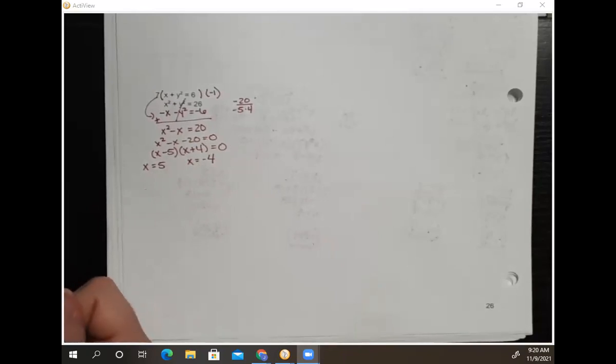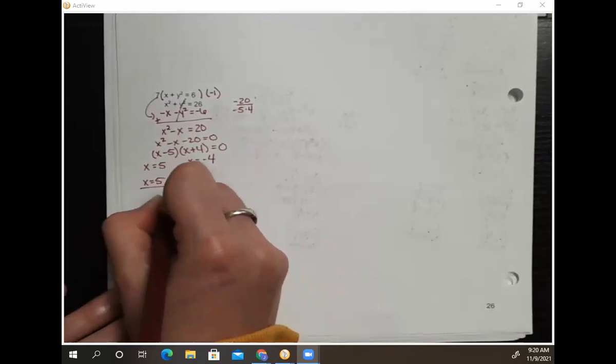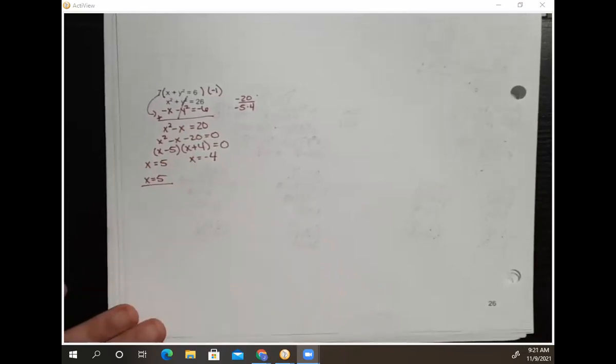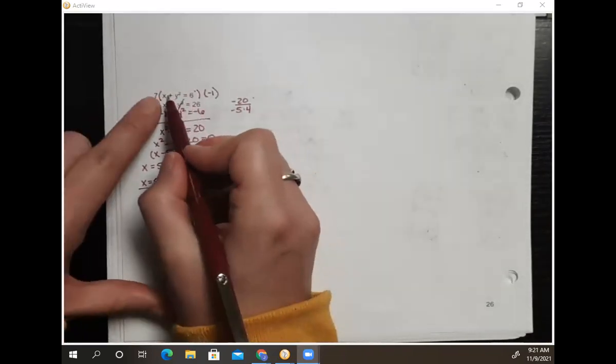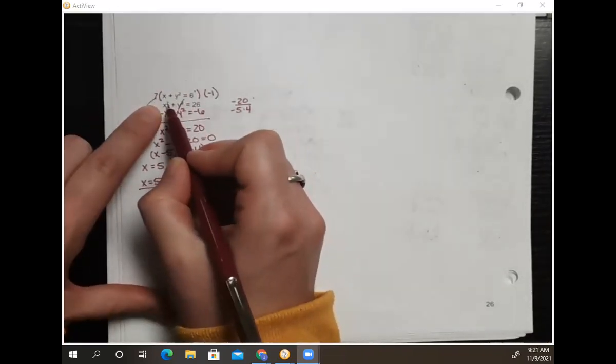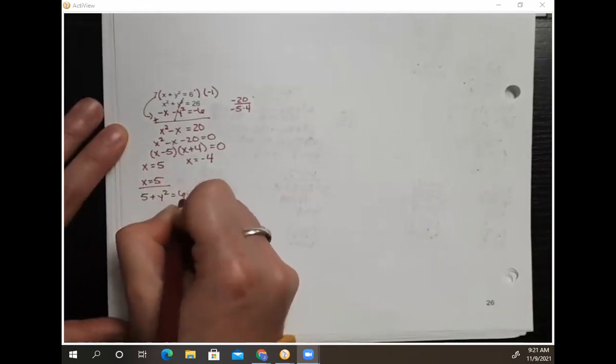Now, just like I have for every other problem, I'm going to plug these values of x in for one of my equations. So when I plug in x equals 5, you can plug into either one. I'm going to choose to plug into the top one. It's going to save me one step of work if I don't have to square that x value. So I'm going to pick the option that's a little bit shorter, a little bit less work. So this would give me 5 plus y squared equals 6.